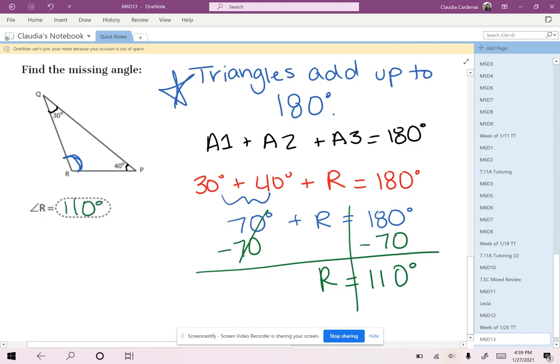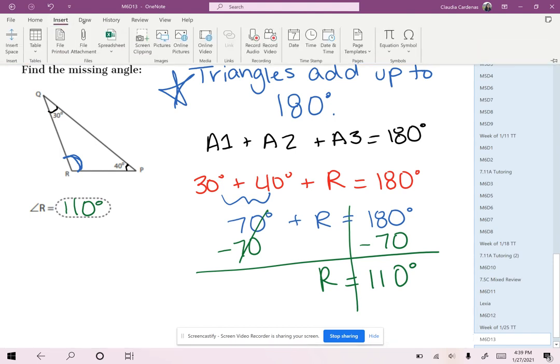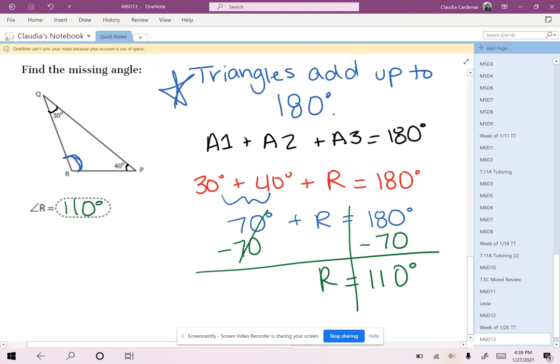So how could we check that our answer is correct? Well, because we know that all three have to add up to 180, I can go ahead to the side and see if 30 plus 40 plus 110 equals 180, and sure enough, they do. Therefore, we have done it correctly.